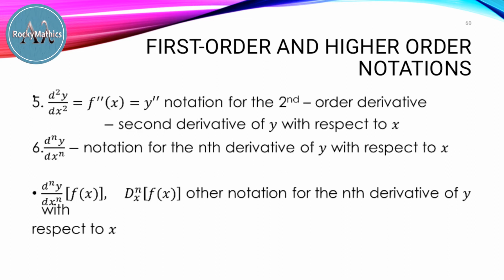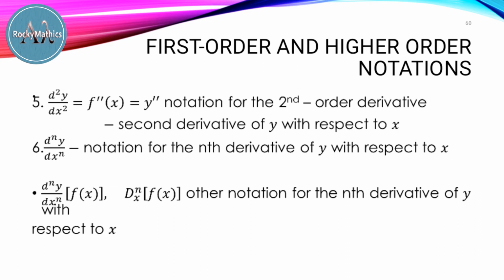For the higher order notations, we have this d squared y over dx squared, which is equal to f double prime of x, which is also equal to y double prime. Now these are the notations for the second order derivative. If the given function is f, and you are asked to find the second order derivative, then you can use f double prime of x. If the given function is y, then you can use y double prime or d squared y over dx squared.